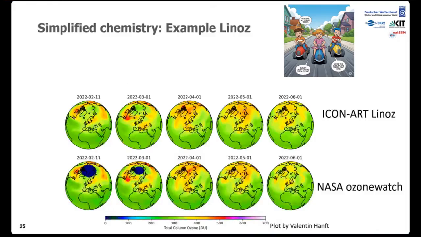So LINOTS is a linearized ozone parameterization that depends on temperature and some pre-calculated values, for example, on chlorine loading in the atmosphere. And if you then calculate this, you see here LINOTS results and here observations from NASA Ozone Watch. And so this blue hole here is just there are no observations, so ignore this difference. And as you can see here, all the structures fit very well between simulation of a simplified scheme and the observations.